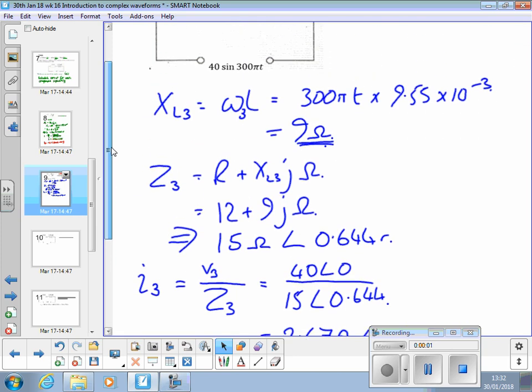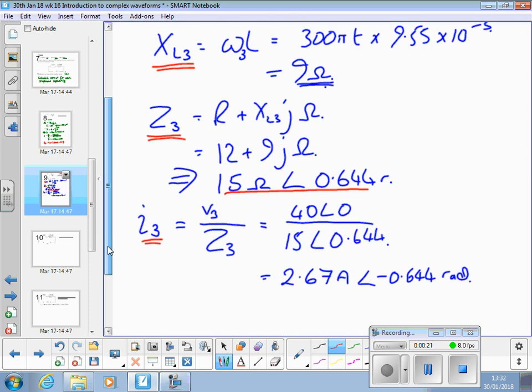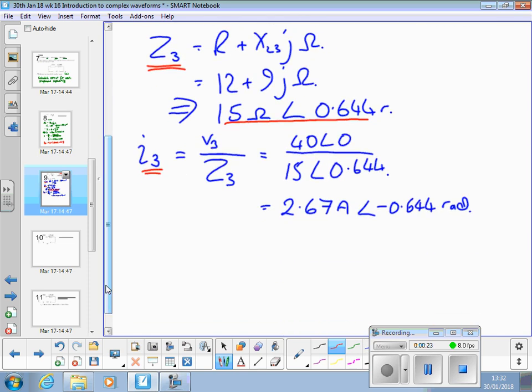Similar calculations to last time. Calculate the new inductive reactance. Use that to find the third harmonic impedance, converted to polar. So we can then use that to calculate the third harmonic current. What is the expression I need to add to my overall expression?